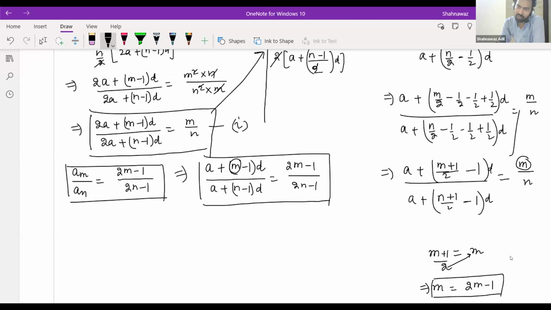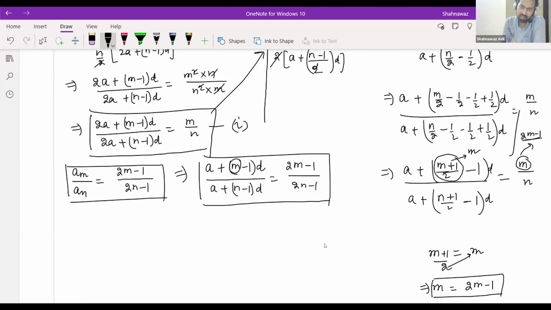To m minus 1. So whatever this m was, this will change to 2m minus 1. Is that clear? Yes. You are changing this to be m, so then this will change to m minus 1.